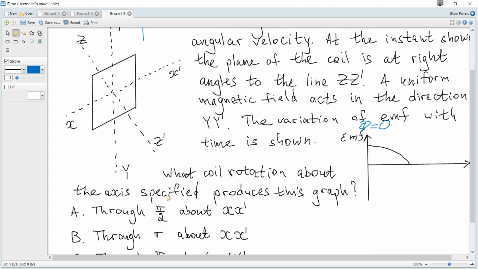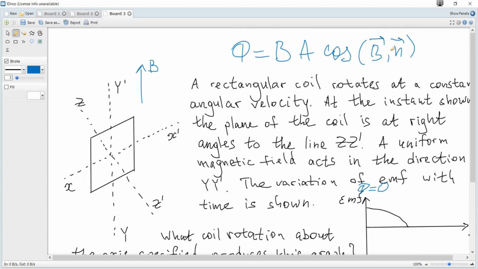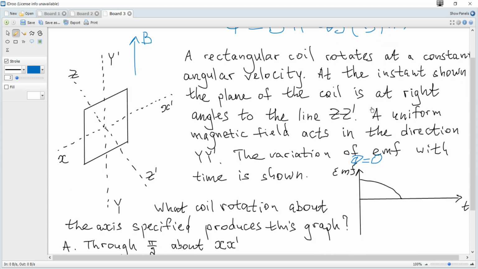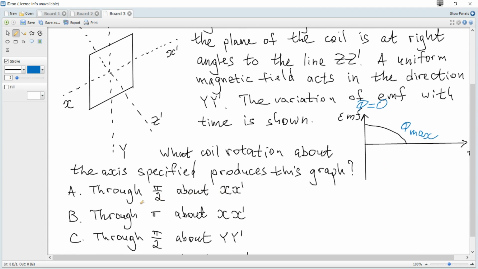And when it is rotated through pi over 2, the magnetic flux becomes maximum, because the angle becomes 0, cosine of 0 is 1, or when B is perpendicular to the coil, it gives us the maximum possible lines cutting the coil, so the magnetic flux has its maximum value and the induced EMF is 0. So it should be rotated through pi over 2.